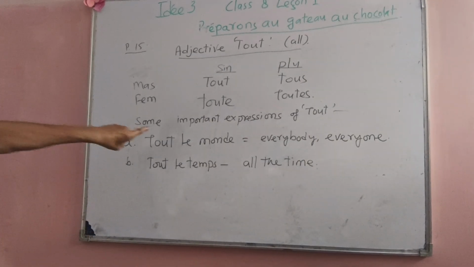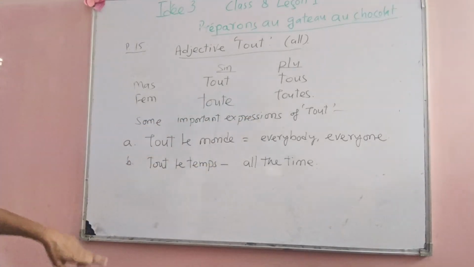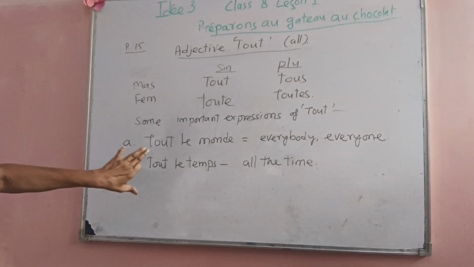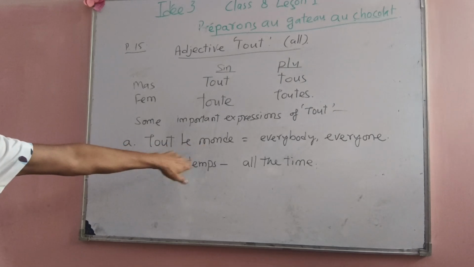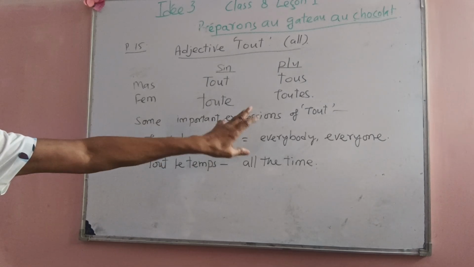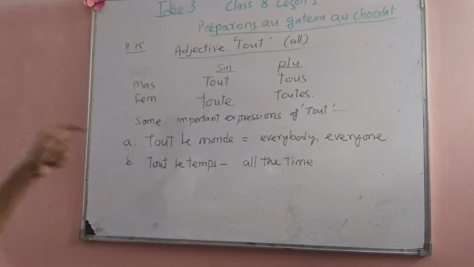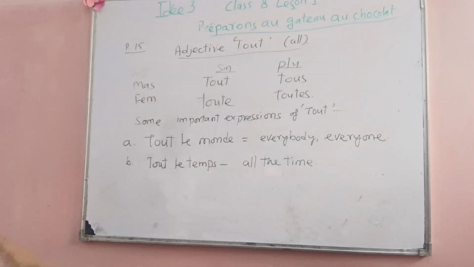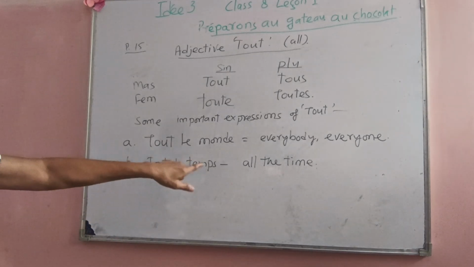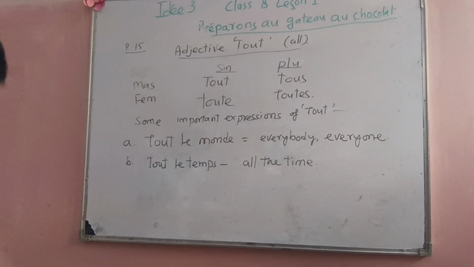Now, there are some important expressions of tout. This is very important, you must learn it. A. Tout le monde, everybody or everyone. We use tout le monde. Tout le temps, all the time. Okay.